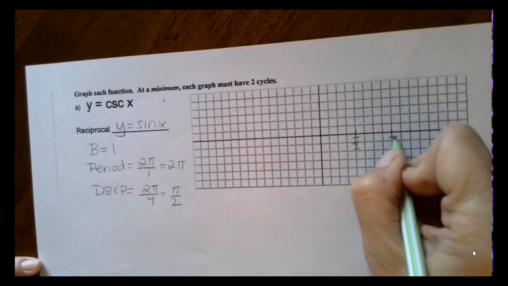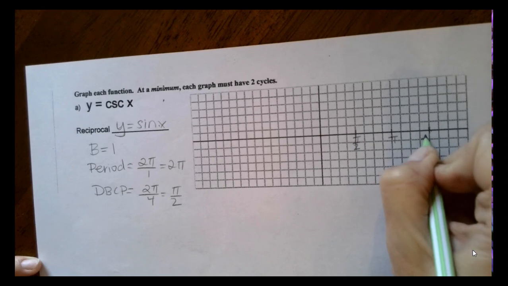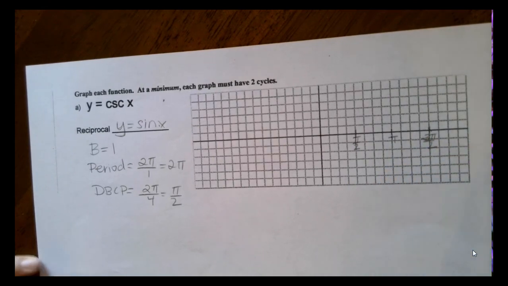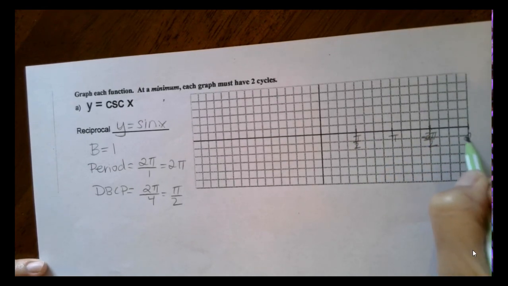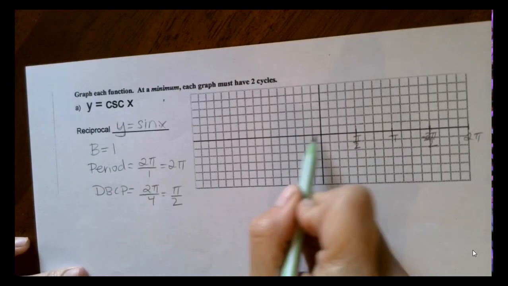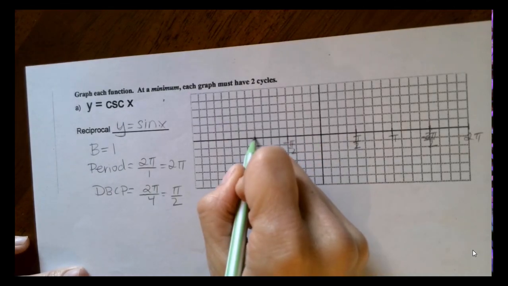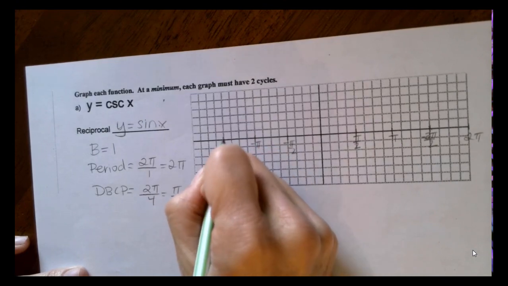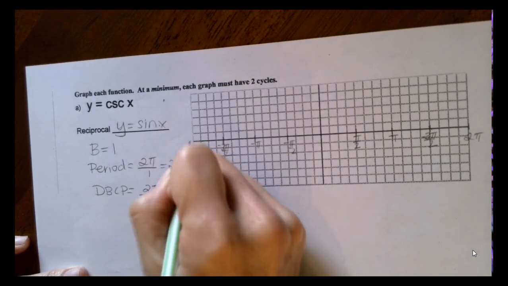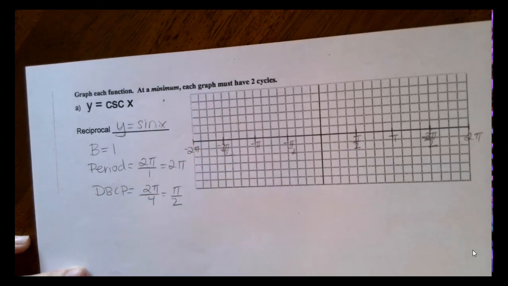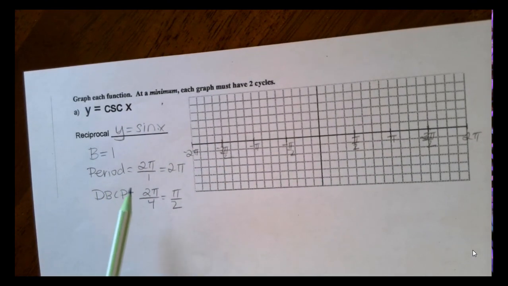So we have pi over 2, pi, 3 pi over 2, and then at the end is 2 pi. And then do all the opposites. So we have negative pi over 2, negative pi, negative 3 pi over 2, and negative 2 pi. And then I want you to make sure you leave enough space to graph the reciprocal.